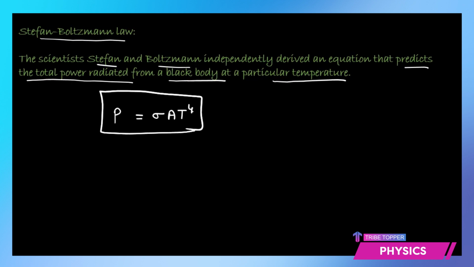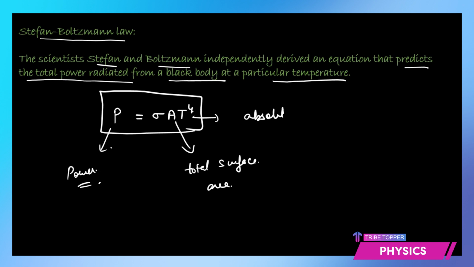This is the equation for the Stefan-Boltzmann law, which says that the total power radiated by a black body at a particular temperature, that is P, depends on A, the total surface area of the black body which is emitting the radiations, and of course T is the absolute temperature at which the black body exists at that time. So power is actually dependent on the fourth power of temperature. So it's strongly dependent on the temperature of the body.